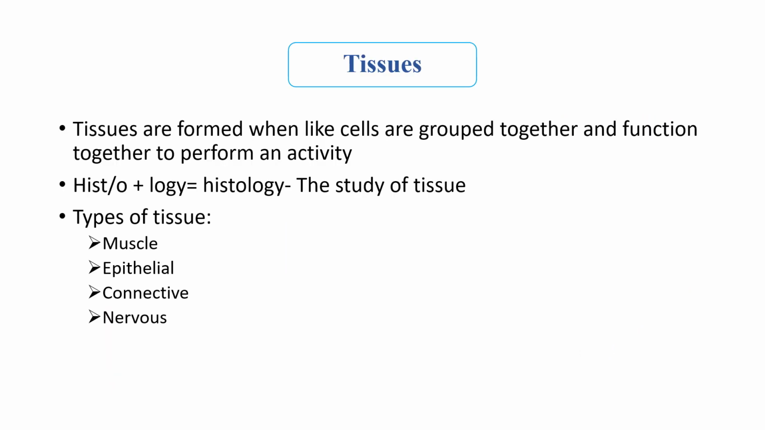Tissues are the next level of organization. Tissues are formed when like cells are grouped together and function together to perform an activity. The combining form histo means tissue. The combination of histo with the suffix logy gives us the medical term histology, which means the study of tissue. There are four types of tissues in the human body: muscle tissue, epithelial tissue, connective tissue, and nervous tissue.